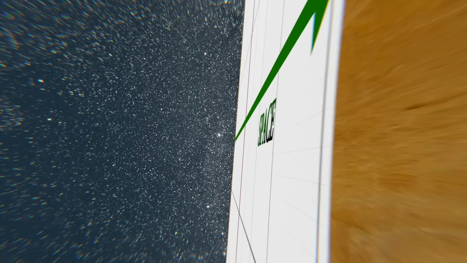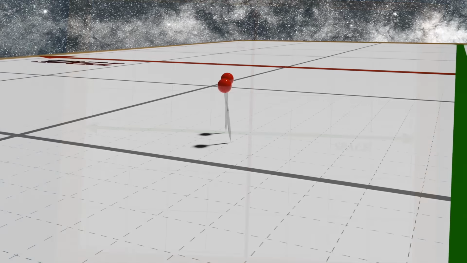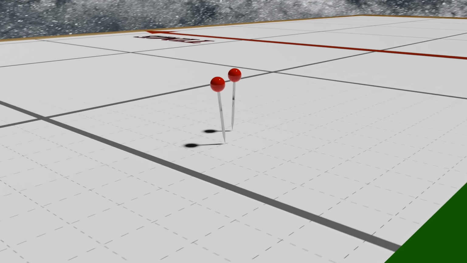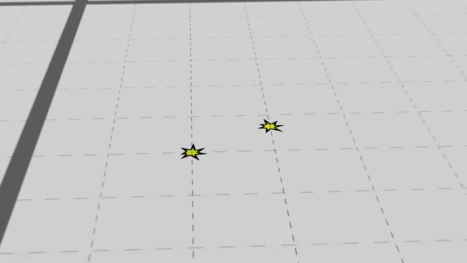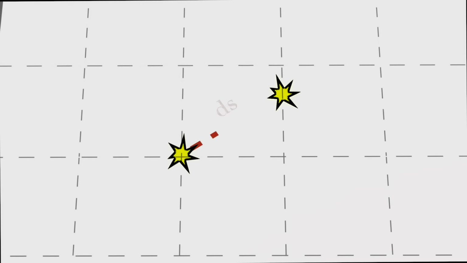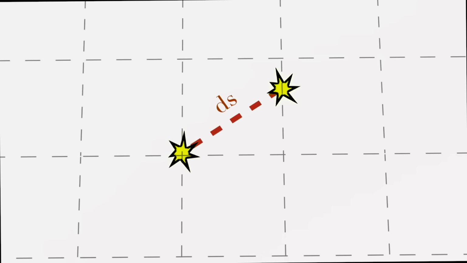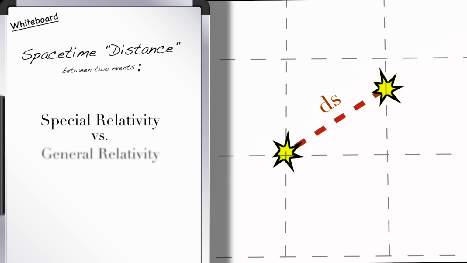But now, let's consider a different type of map, a spacetime map. Instead of 2 nearby locations, consider 2 nearby spacetime events. Can we describe a notion of distance between them? There are 2 answers to this question, the special relativity answer and the general relativity answer.